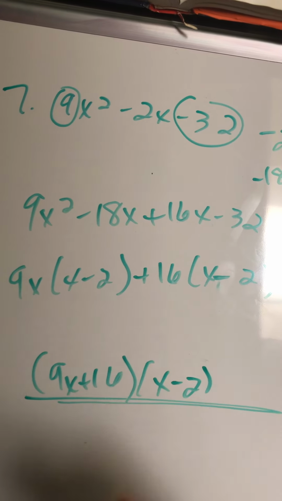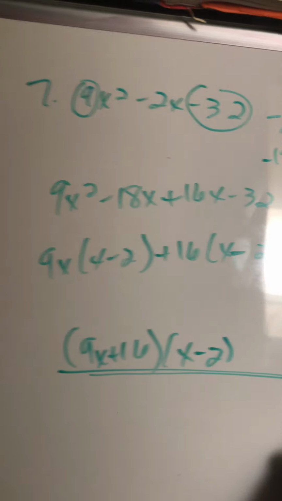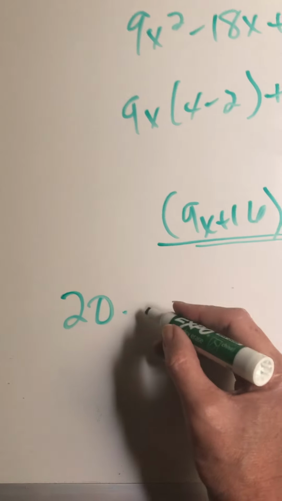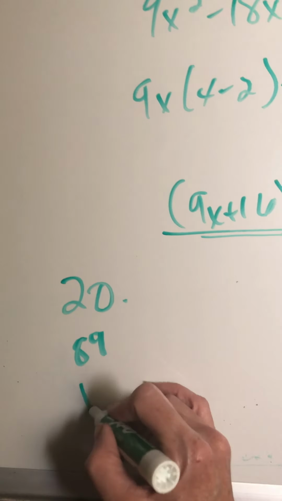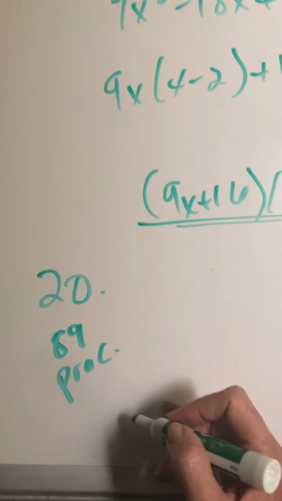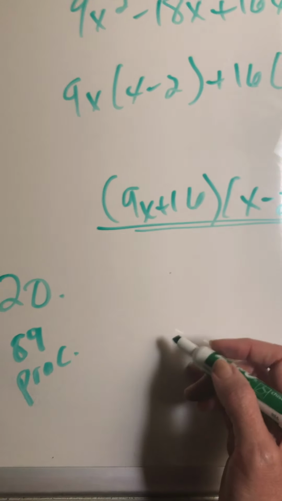Nineteen's axis of symmetry, so you make sure you use the negative b over 2a. On 20, this is from lesson 89. If you go back and look at your last practice one on lesson 89, it will help you with this.